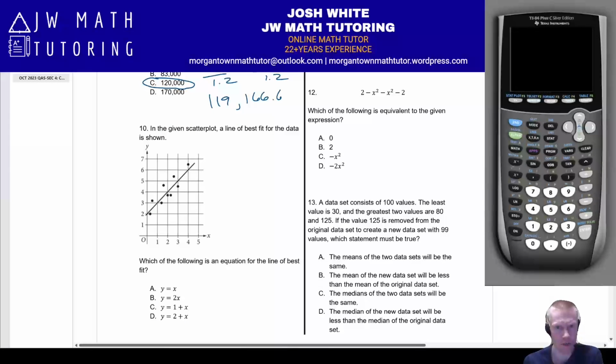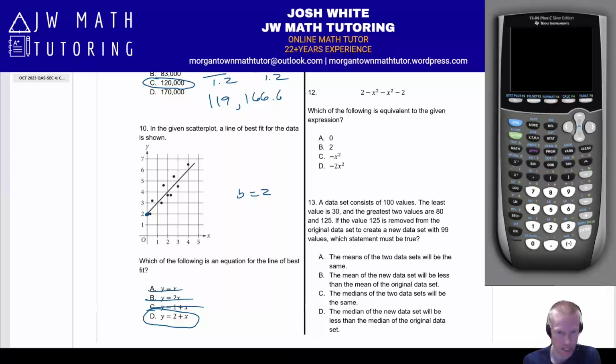Problem number 10, you are given a scatter plot and a line of best fit again, and they want to know the equation of this line. We already saw one question like this. For this one, notice that the y-intercept is right here at 2, so b equals 2. D is the only answer choice that has a y-intercept of 2, so you don't even need to find the slope. You can eliminate all the other wrong answers right off the bat and confirm that it's D.